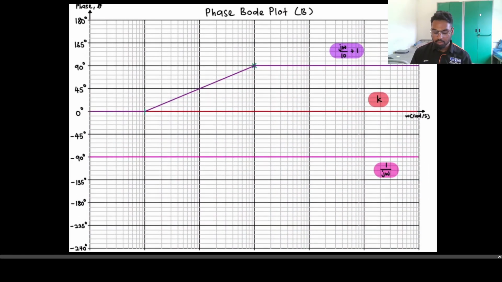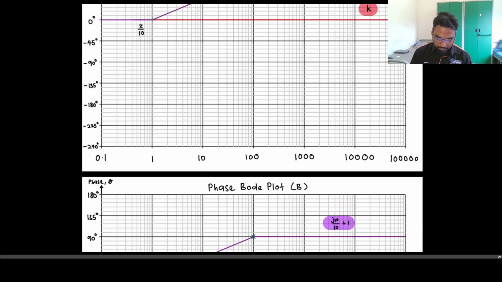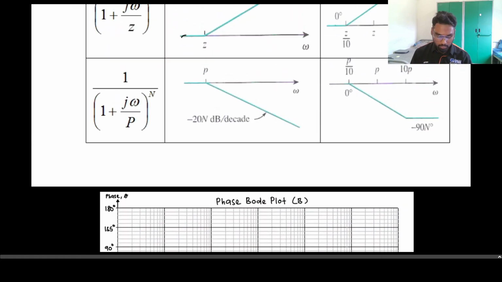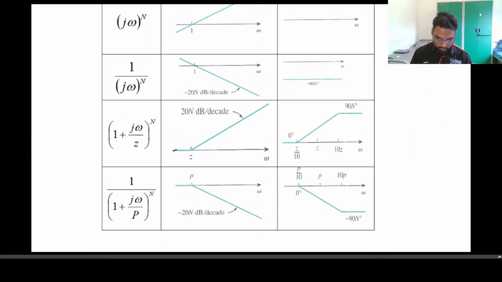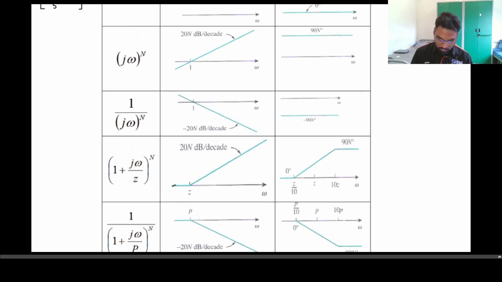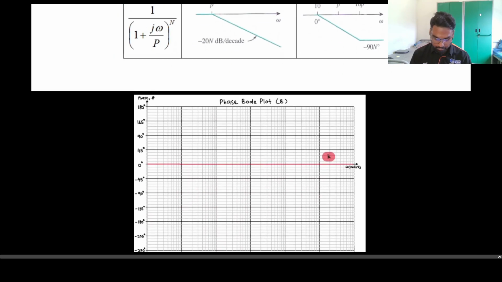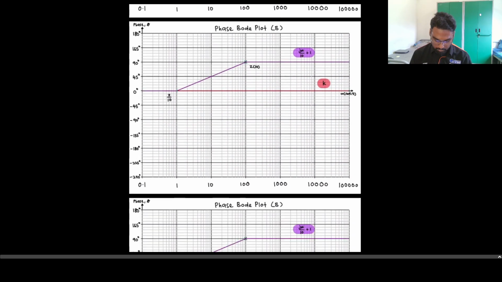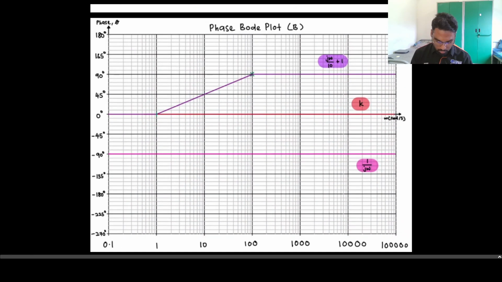So we have a pole at origin now. Referring back to the table now, we have a straight line across negative 90 angle, which we can draw as a straight line across negative 90 angle.